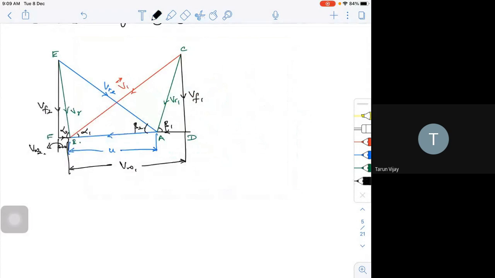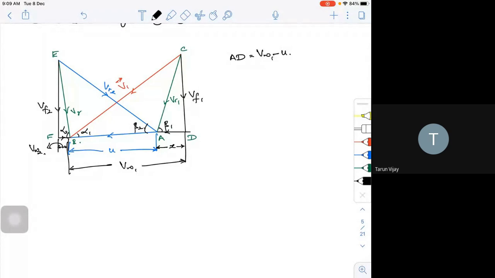What is it actually? If you take AD, what is AD? AD is equal to this particular thing. I call this as X, or AD is equal to VW1 minus U. See, this will be very good when you are trying to analyze your velocity triangle using your trigonometric principles. Then what is your AF?